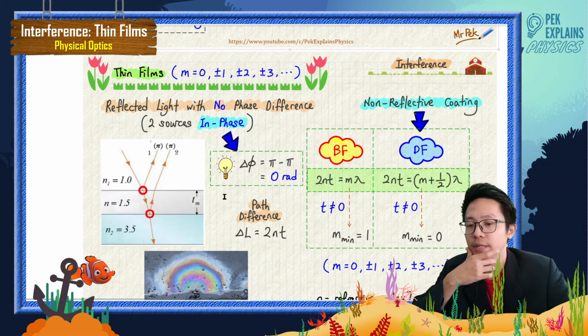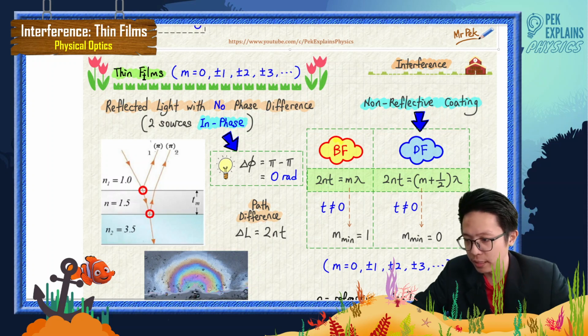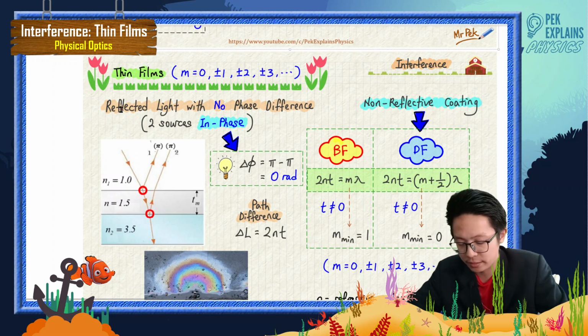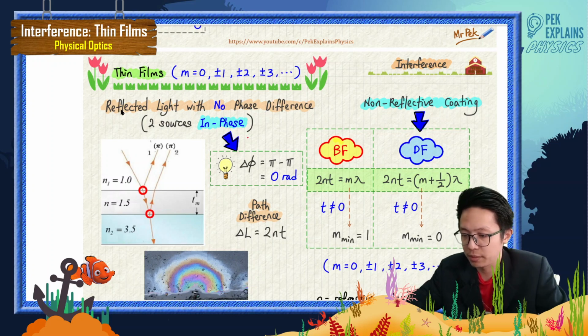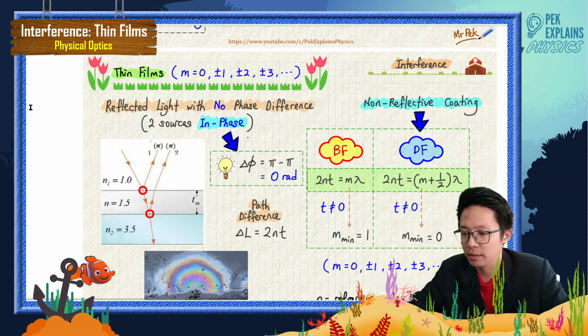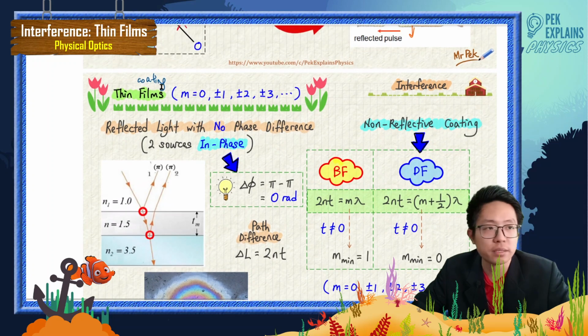Okay, so now we have thin film. Thin film is actually a coating. I just want to write something here. Okay, this thin film actually is a coating. You know what is a coating? A coating means a coat that protects a surface.